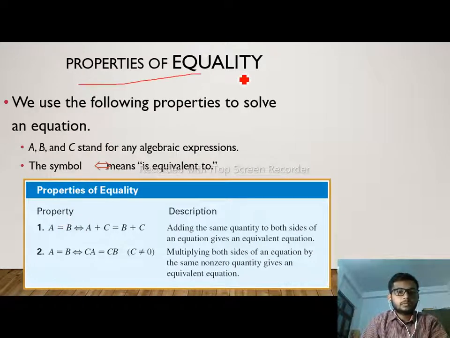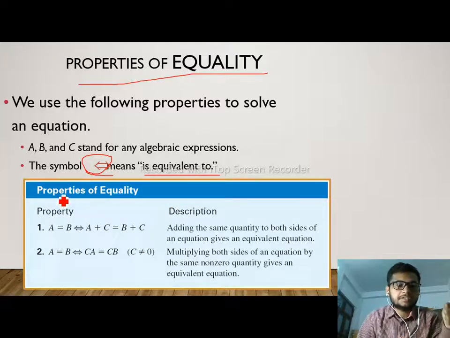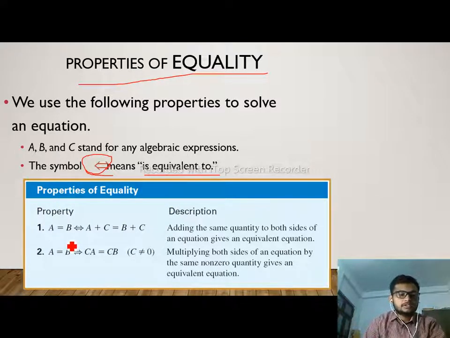Properties of equality. We use the following properties to solve an equation. A, B and C stand for any algebraic expressions. The symbol means is equivalent to. Let's understand the first property. A is equal to B, which is equivalent to A plus C is equal to B plus C.